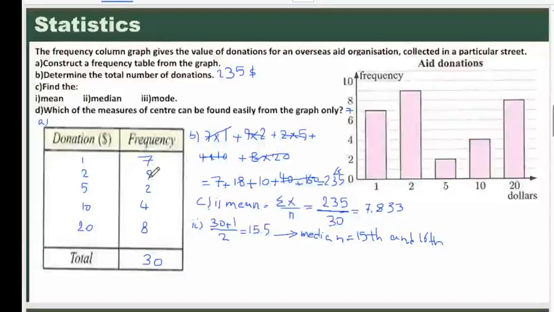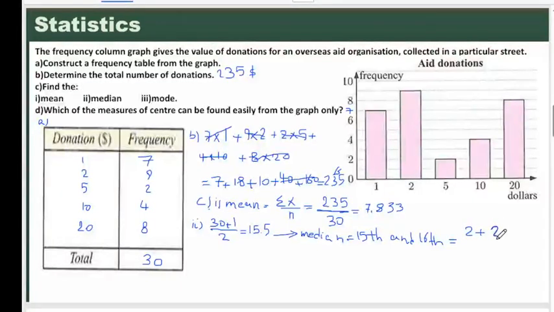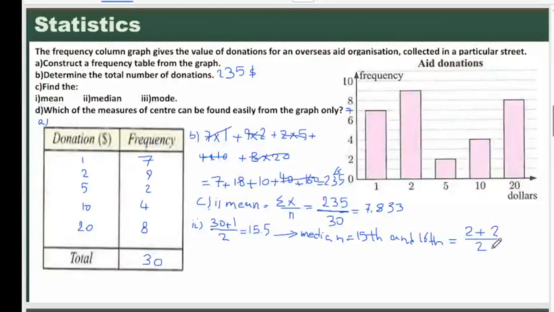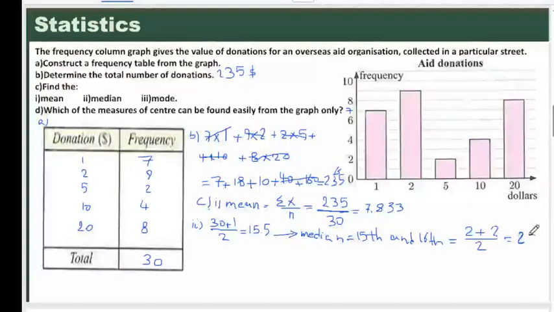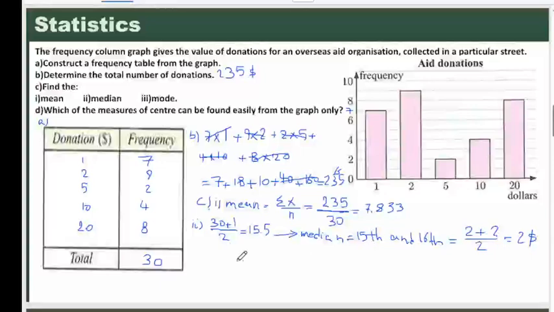So here the 15th and 16th value would be here 2 and 2. So I say 2 plus 2. The average of them would be 2. So the median would be $2.